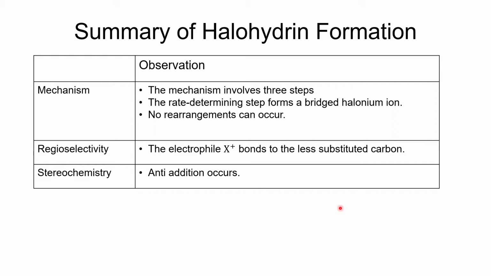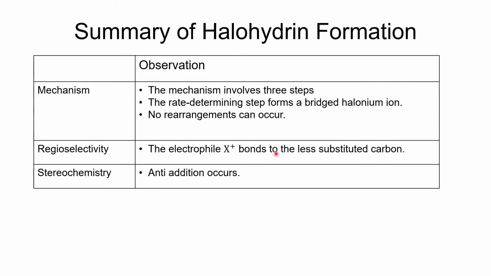Okay, so now for the summary of our halohydrin formation, there are 3 steps. The first step is the formation of a bridged halonium ion, and that is the rate determining step. There are no rearrangements that occur in that reaction when we do that. And the second step is the attack of the nucleophile, water. And then the third step is a deprotonation step, which is almost a throwaway step.